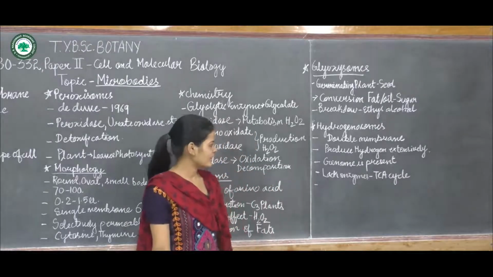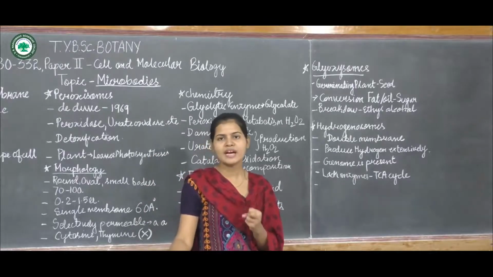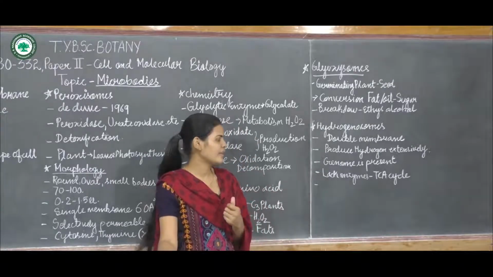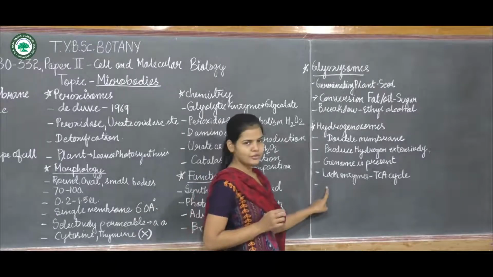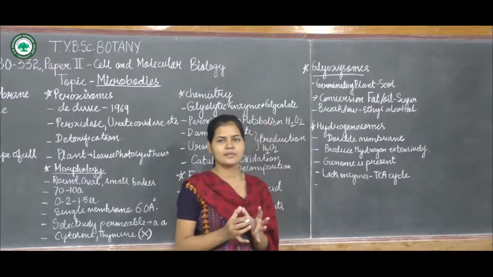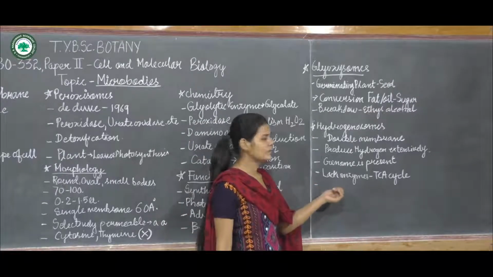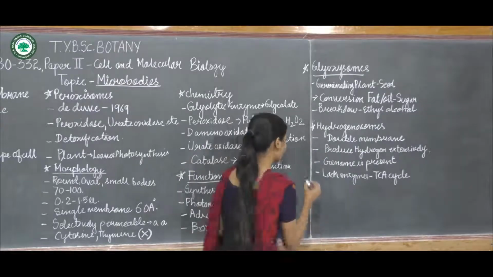Now these hydrogenosomes also have originated from the mitochondria when there is losing of the respiratory enzymes. From the mitochondria, when the respiratory enzyme is lost, then it gets converted into the microbody, that is the hydrogenosome. Now last one, that is the sperosomes.